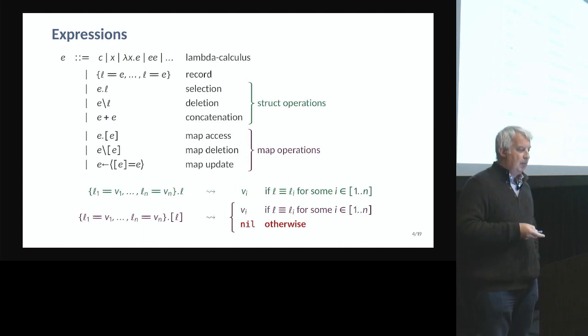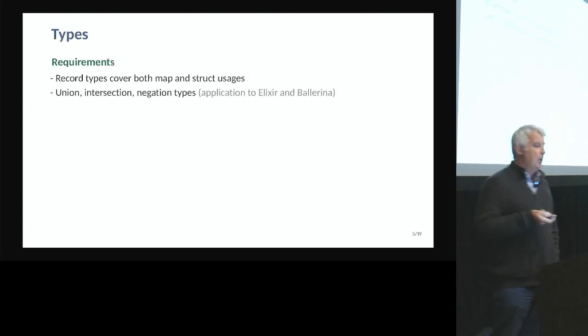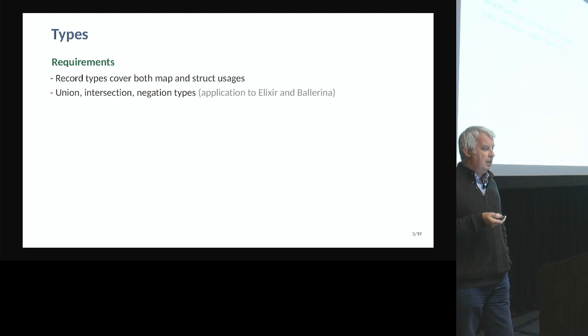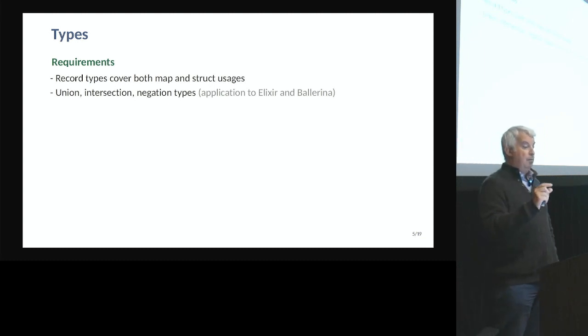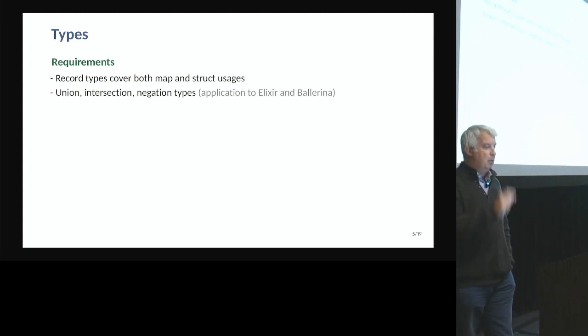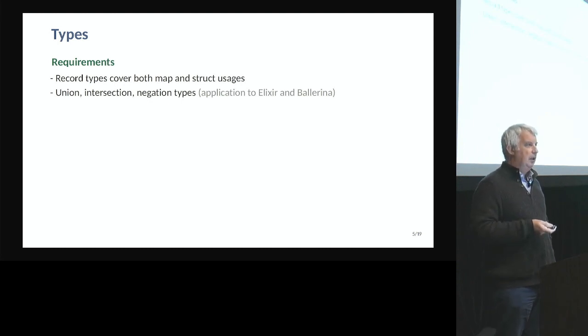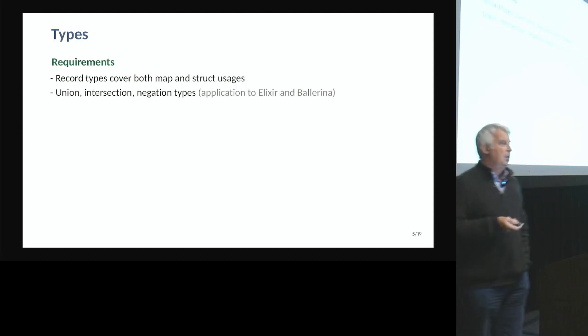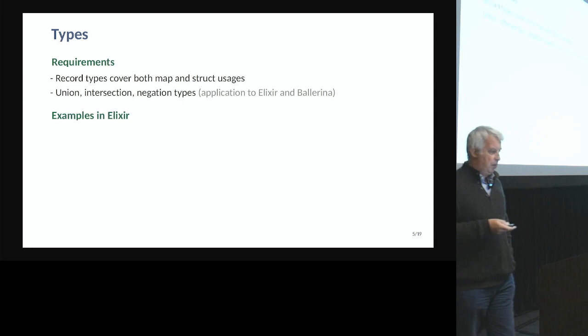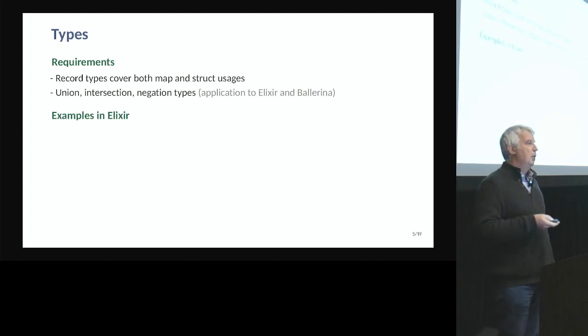Okay? So types, what are the requirements? Well, we want a type system whose types cover both map and struct usage and the mixed one. And also we want union, intersection, and negation types, very simply because this work stemmed from a collaboration with the developers of Elixir, whose languages have these types and also this kind of usage for records. So for example, I will show you an example in Elixir.